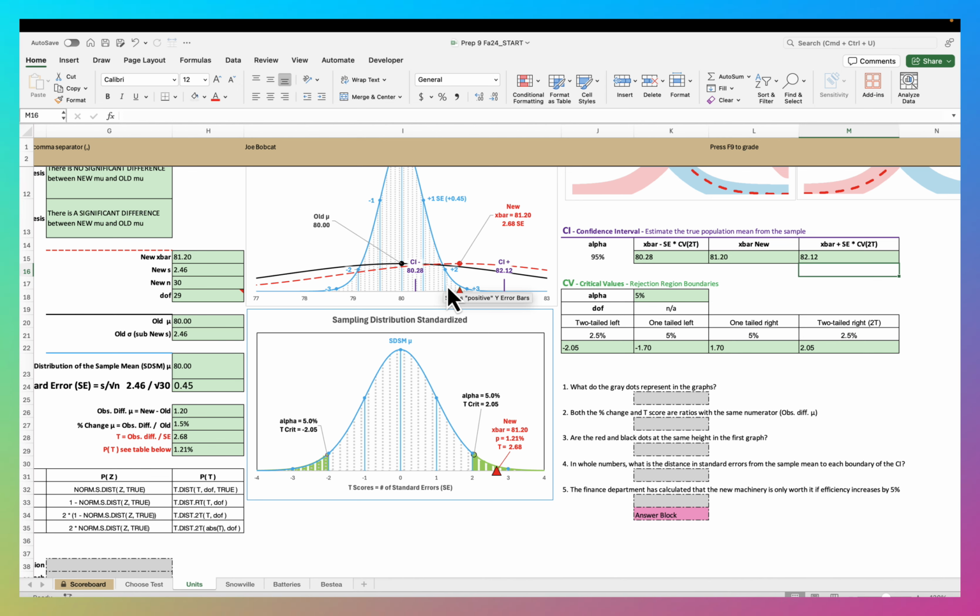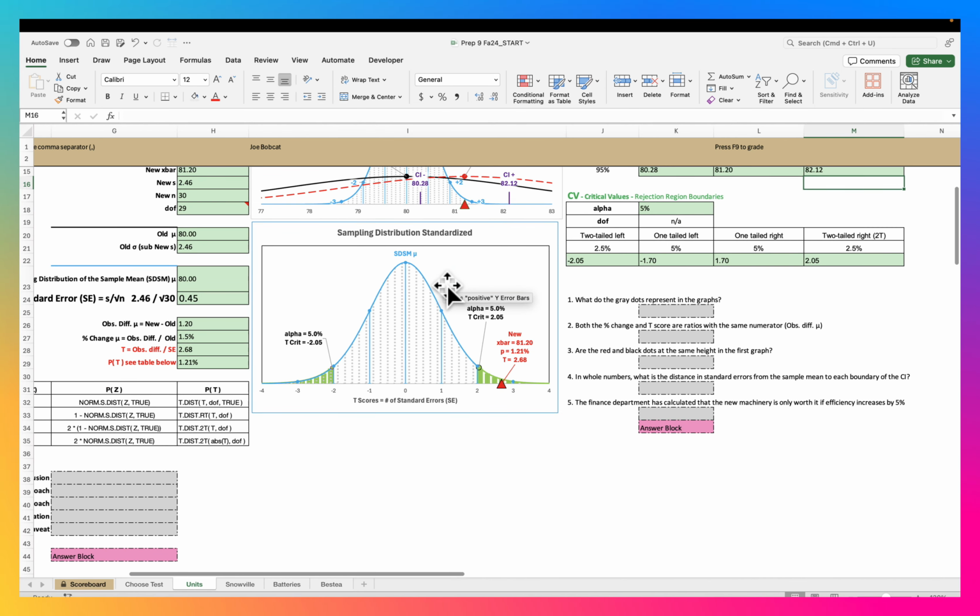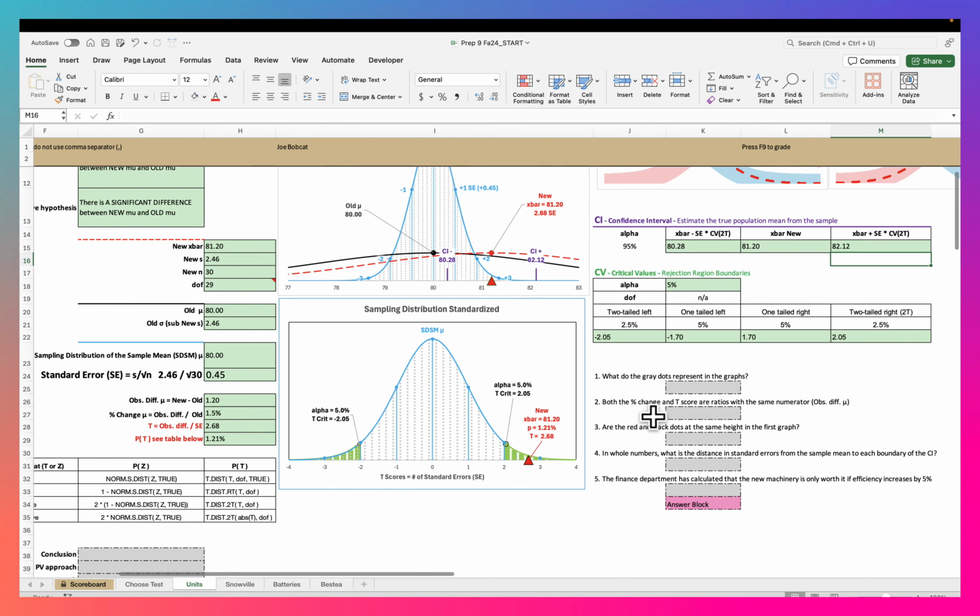Okay, so then we've got questions. Let me look at these to see if I can help out. I am going to help out with number 3 here.